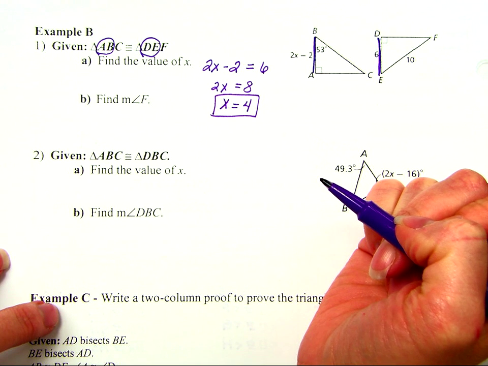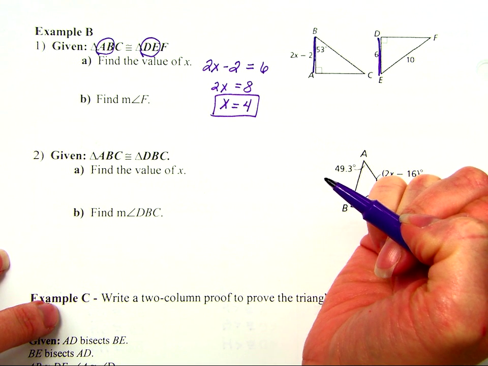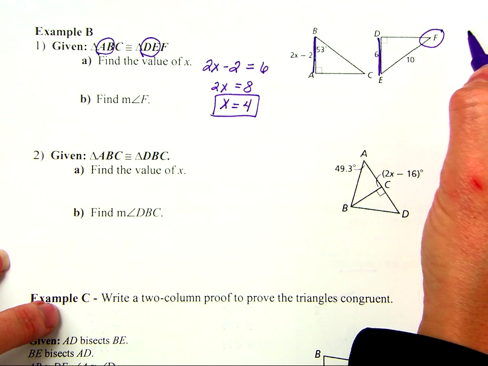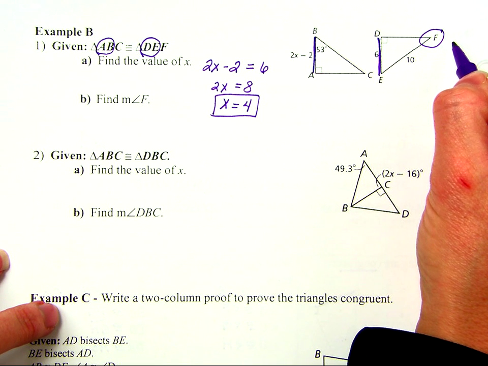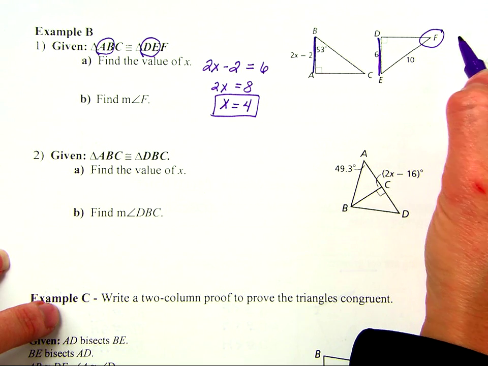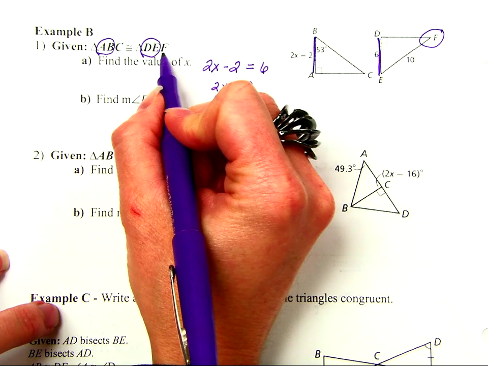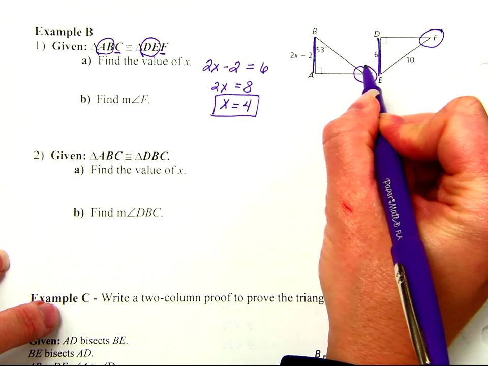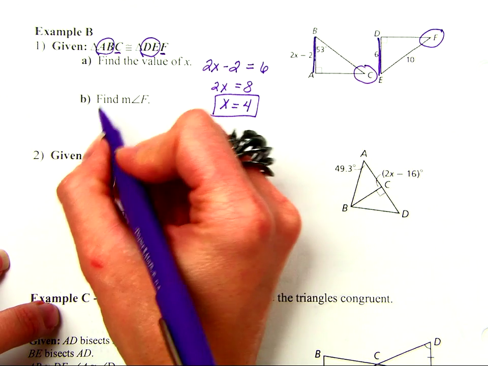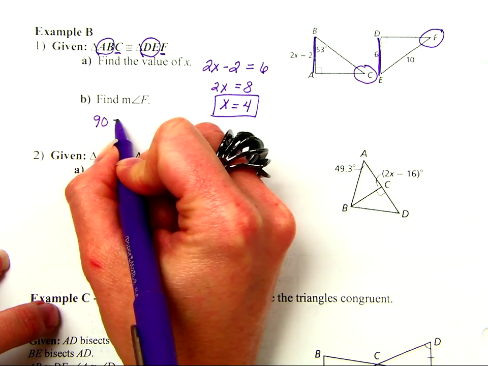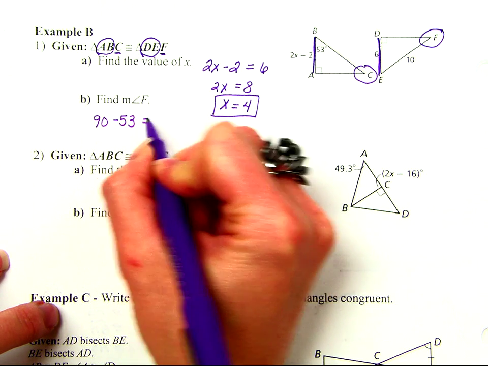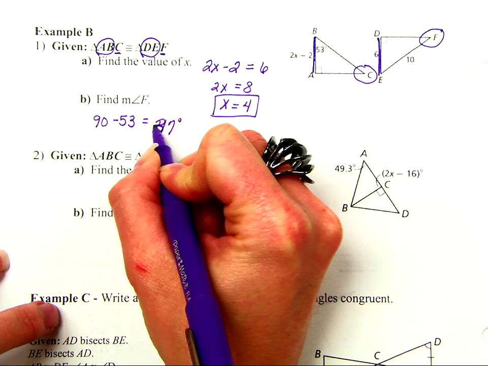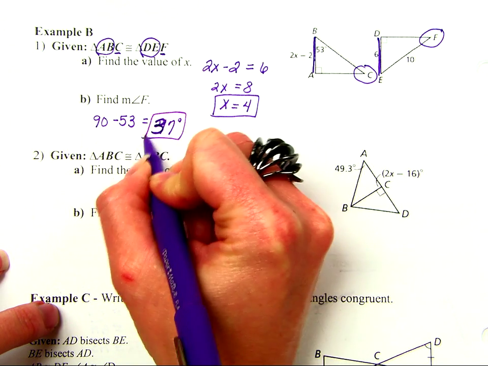In question B, they would like me to find the measure of angle F. As I look here, I wasn't sure if that would be 53 degrees or if that would be the other angle. So I come over here to my congruency statement and I say, well, F and C actually correspond. So if this angle is 53 and I have a right triangle, I'm going to take 90 minus 53, and we would actually find that that angle is 37 degrees.